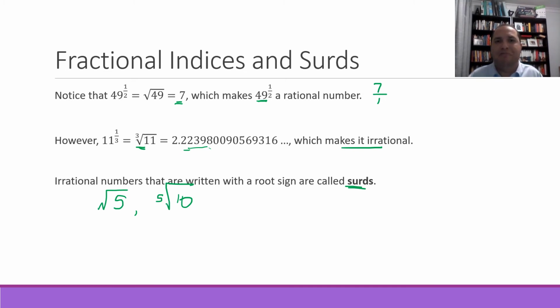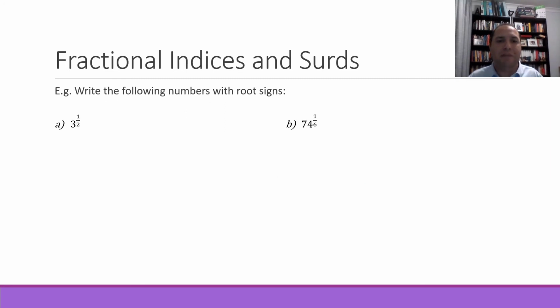There's no rational number for that value, so we call this number a surd as well. Something like square root 36 is not a surd, because we know the square root of 36 is actually 6. That's a rational number. So square root 36 is not.